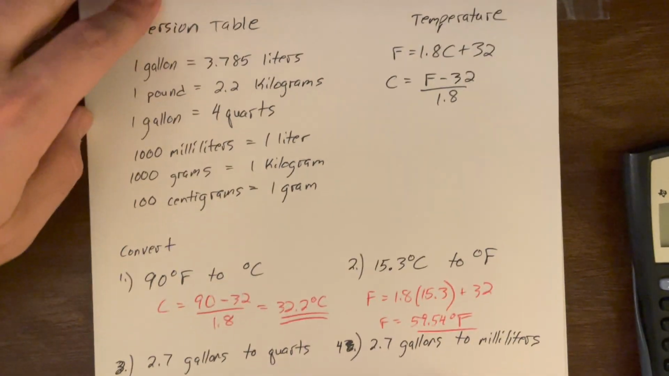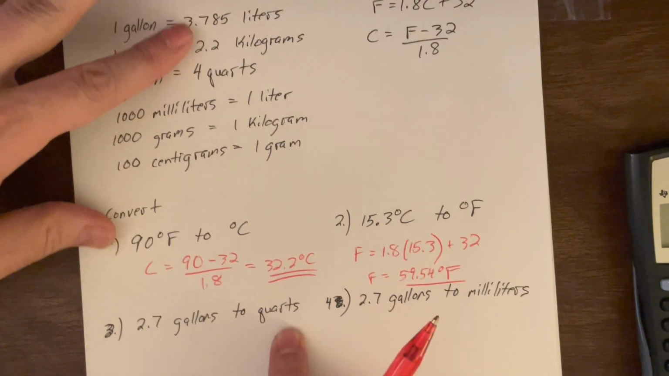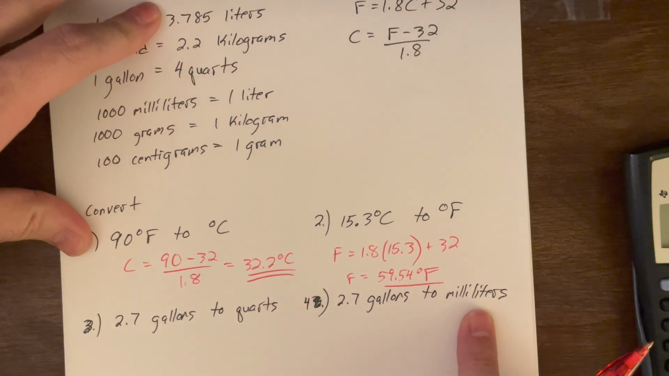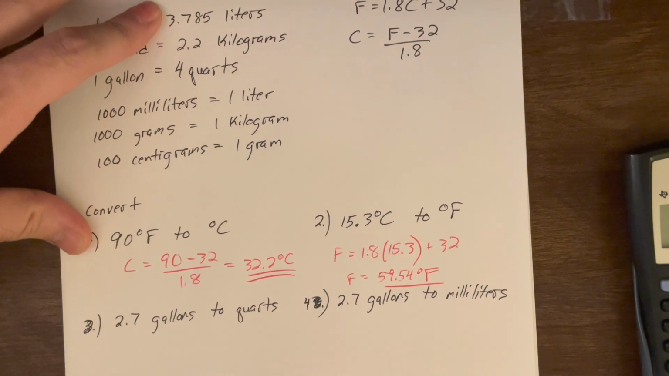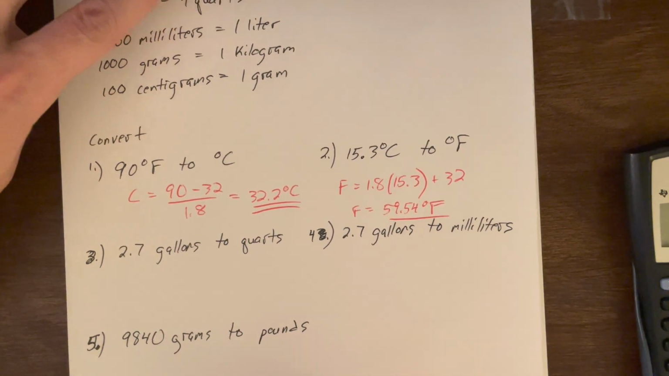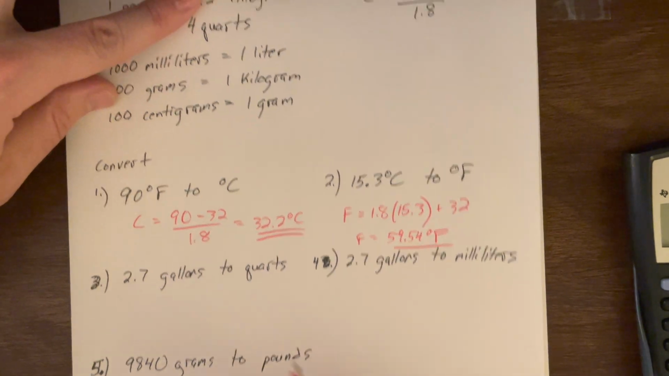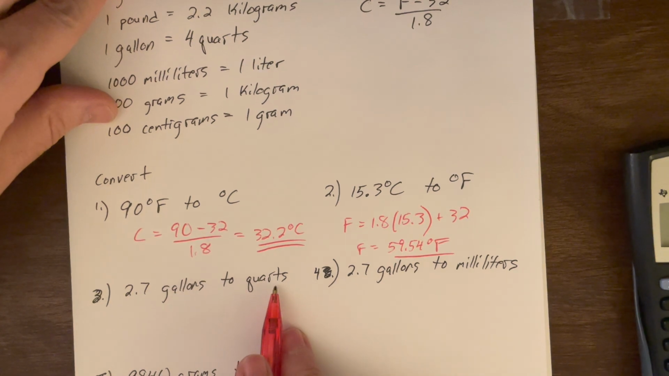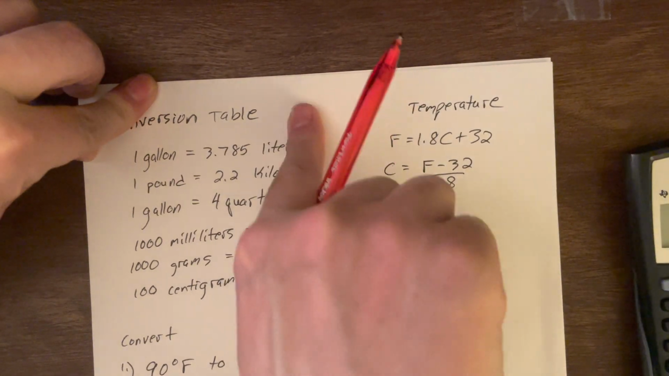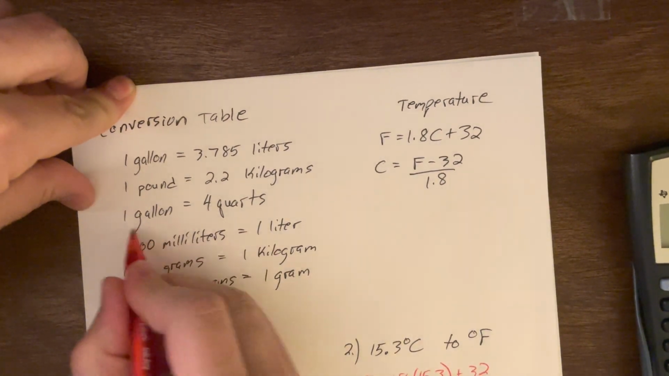Okay, now as we move along, now we're going from gallons to quarts, then we're going from gallons to milliliters, then we're going grams to pounds. Those are the 3 remaining problems we're going to look at. So what we're looking for, well, if I want to go from gallons to quarts, ideally, there will be some conversion listed that directly involves gallons and quarts.